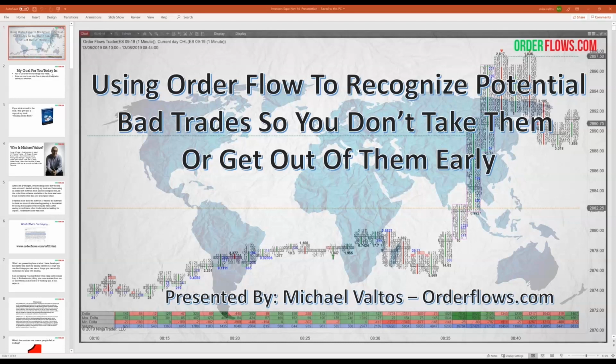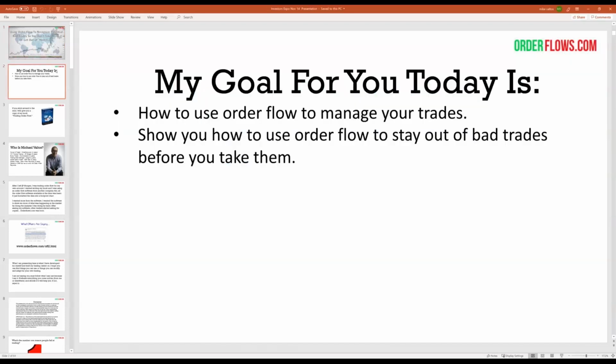So my goal for you today is, one, to show you how to use order flow to manage your trade, so you can see what's happening in the market and decide whether you should get out of this trade or whether it has a higher chance of success. Also, I'm going to show you how to use order flow to stay out of bad trades before you take them.